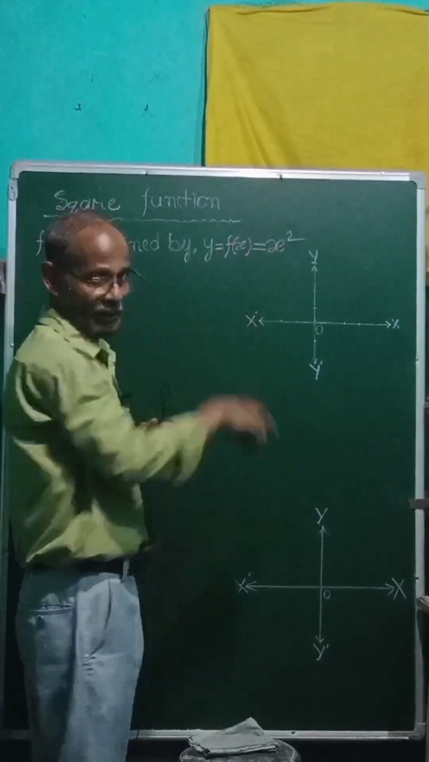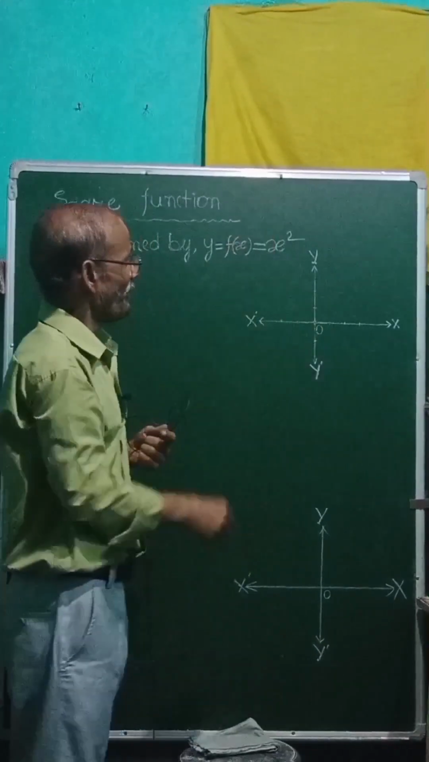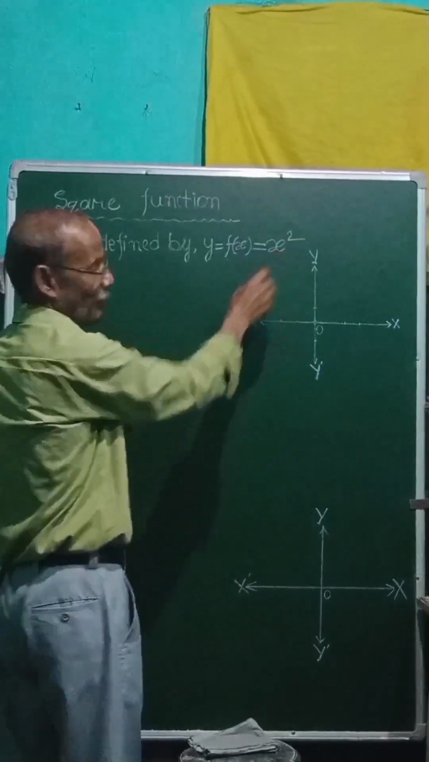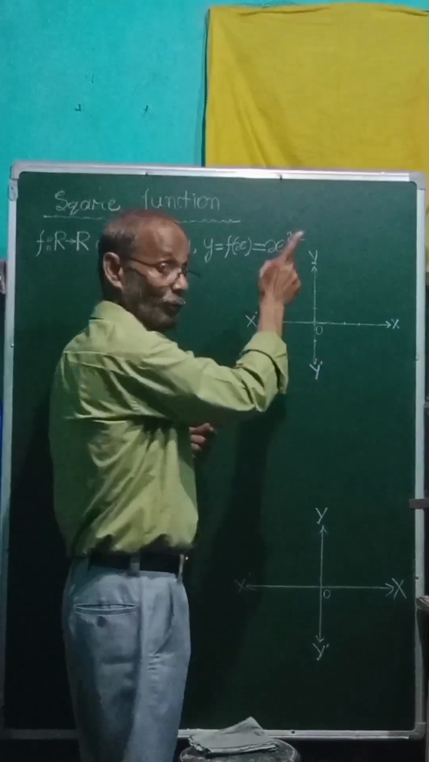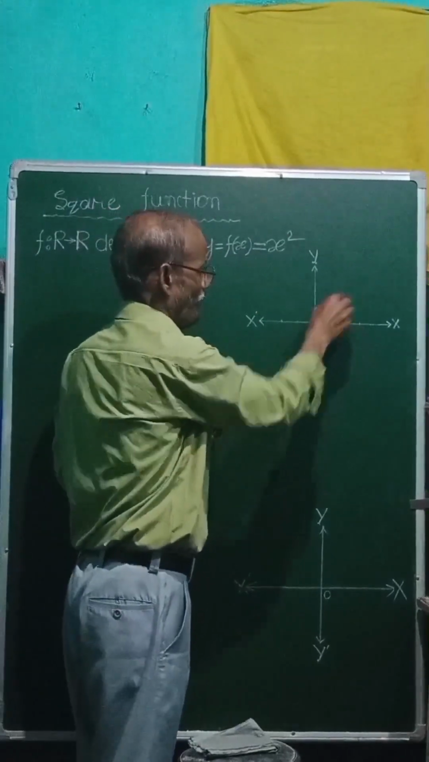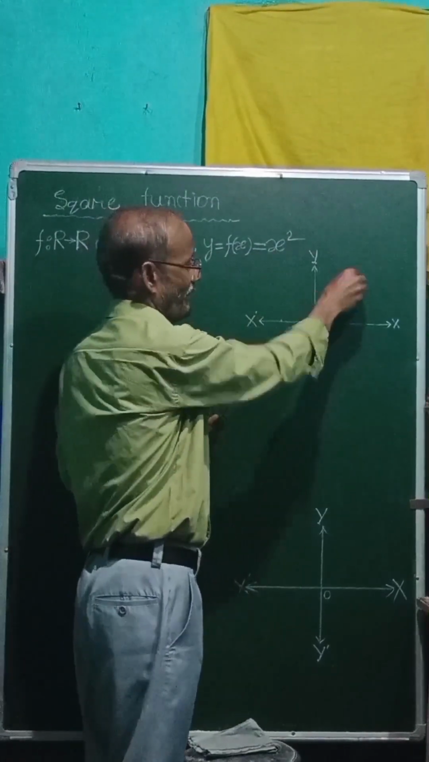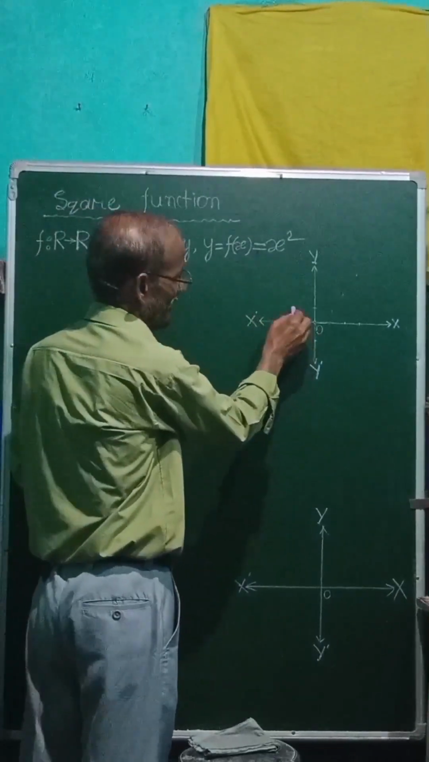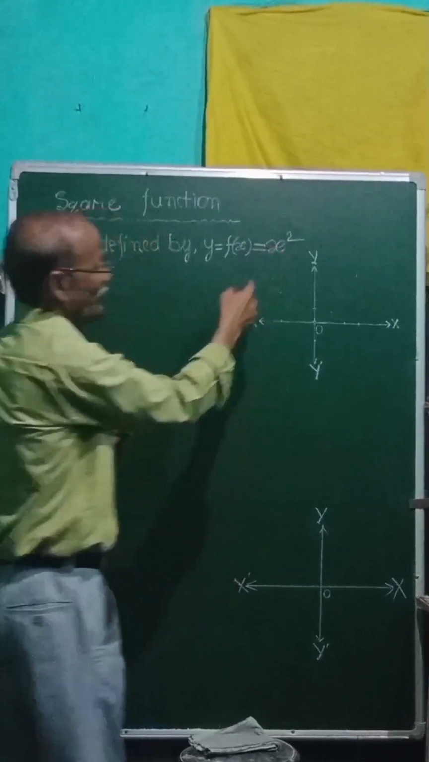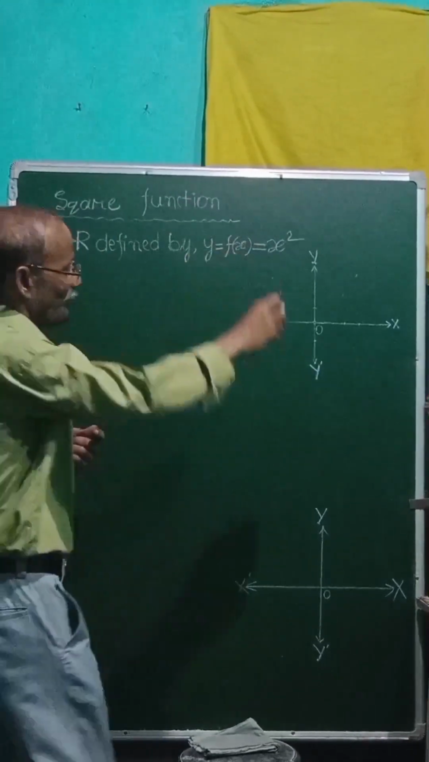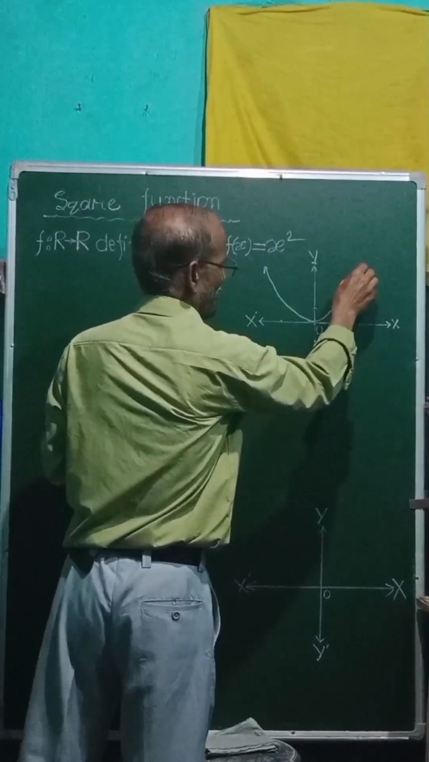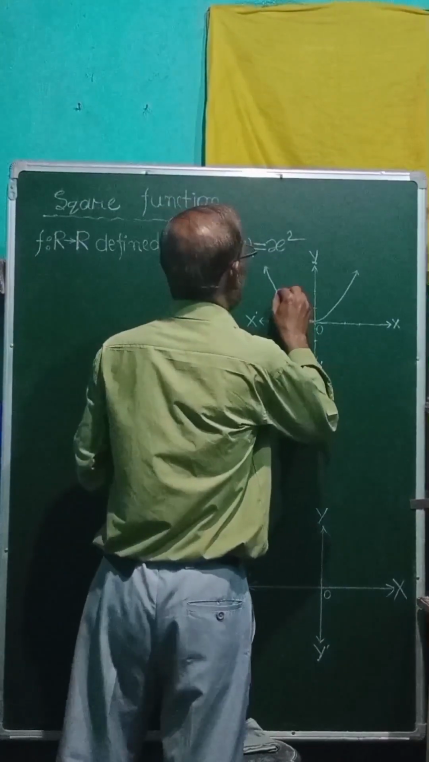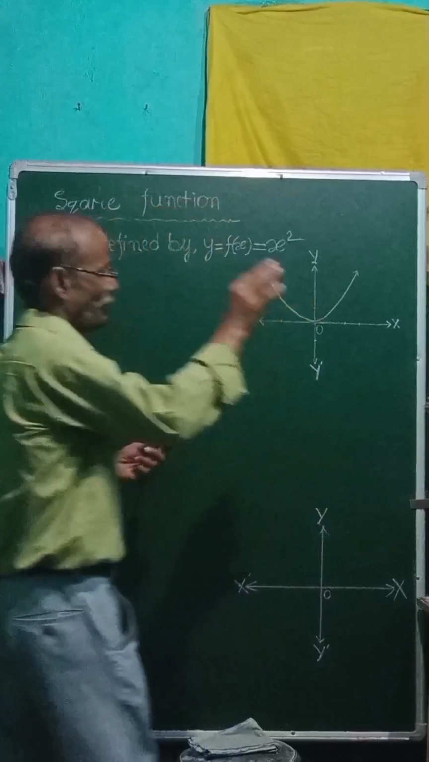x = 0, it will be 0. x = 1, it will be 1. x = 2, 2 square, it will be 4. And if 3, 3 square is 9. And see, the same way for negative values also. Why? Because minus minus is plus. So we shall get a curve. Something roughly I am drawing. It is an upward open curve. Smoothly you join the things.